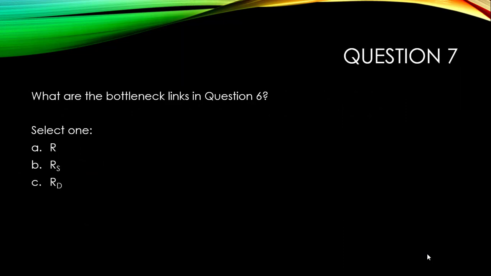So question 7 is related to question 6, and it wants to know the bottleneck links in question 6. And we're given several choices. We have our common link capacity of R, the capacity link for source RS, and the capacity link for destination RD.